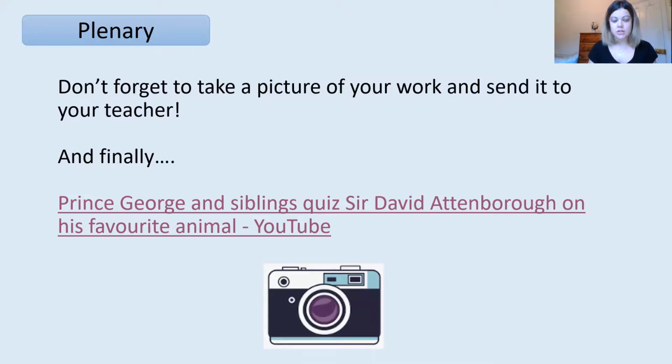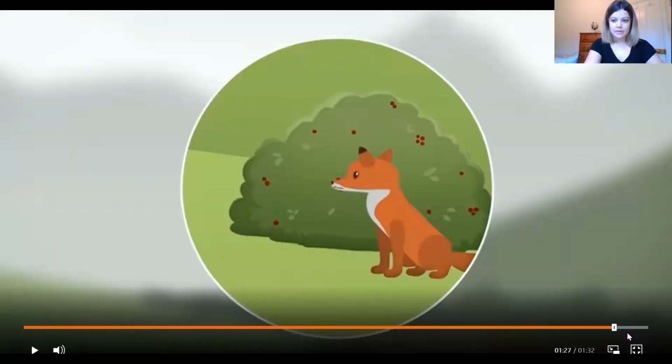And finally, we're just going to finish off this video before you get on with your topic work in your books. We're going to watch this video of David Attenborough talking to Prince George and Prince Charlotte about their favourite animals. Some of you might have already seen this video, but I think it's lovely and it'd be a really nice way to finish our lesson today. Okay, so I'm just going to share my screen again. Let's come out of our other video and start this one.